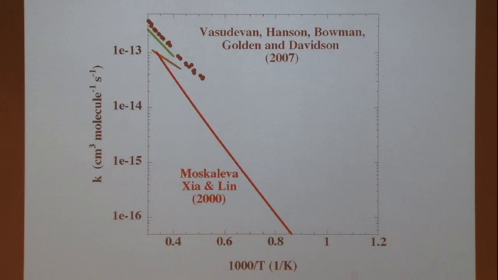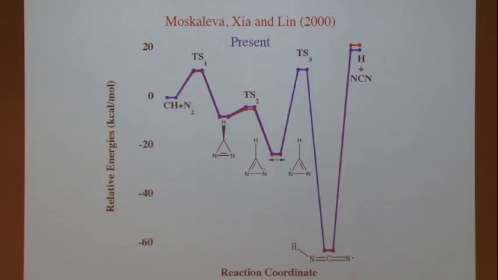Anyway, this is the science in progress here. It's still happening now. So here are the experimental numbers on the rate. This is probably the disappearance of the CH. And these are the different theoretical calculations of how fast it should go away.